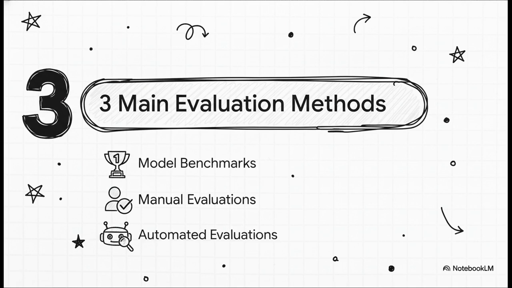First, there are model benchmarks. Think of them as standardized tests for AI. Then you have manual evaluations, where you need a real human's judgment. And finally, there are automated evaluations, which, believe it or not, often use AI to grade other AI. Let's look at each one.